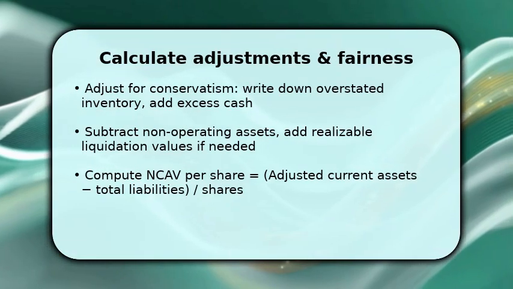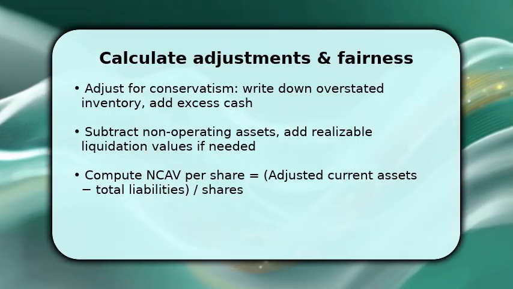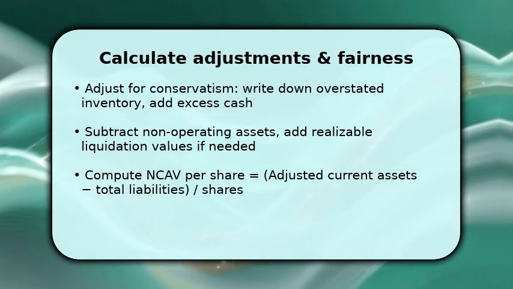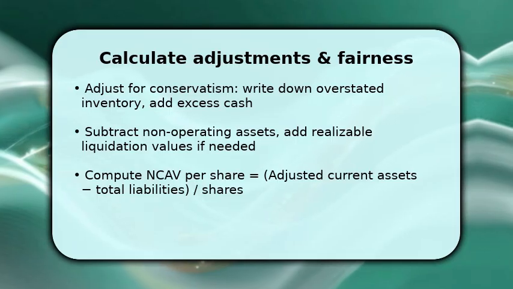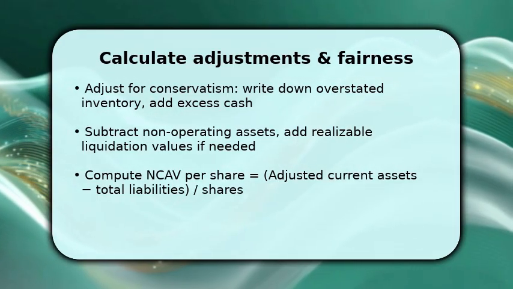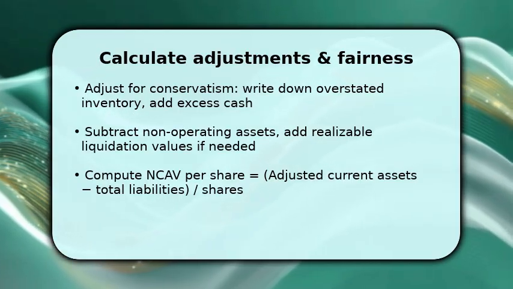Once done with raw inputs, you adjust for conservatism and realism. Reduce inventory to realizable value, remove non-operating assets, and include excess cash. Then determine realizable liquidation values where appropriate. This prevents overstating the net.